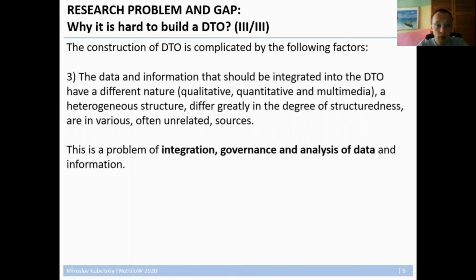And the last problem is that the data and information that should be integrated into the digital twin of an organization have a different nature. It could be qualitative, quantitative, multimedia, and so on. And this data has a heterogeneous structure, differs greatly in the degree of structuredness, and is stored in various, often unrelated sources. So this is a problem of integration, governance, and analysis of data and information.